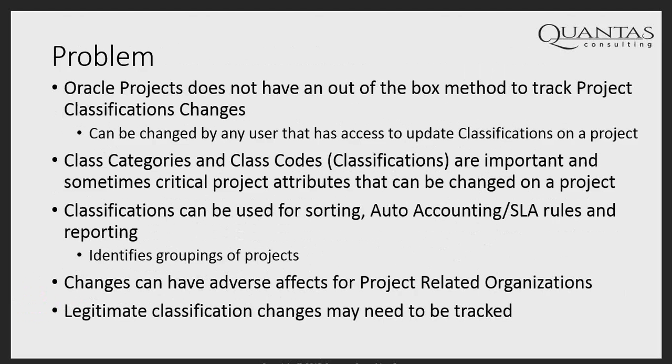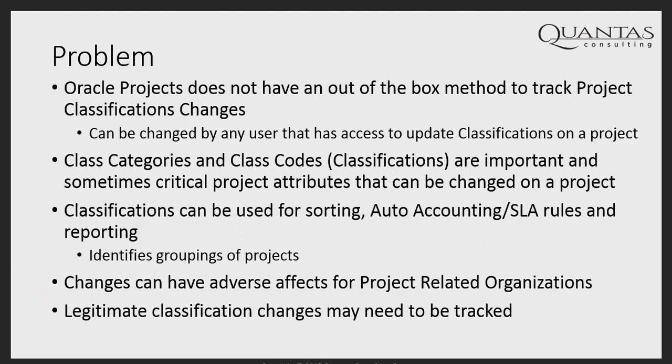So the problem we're trying to resolve: Oracle Projects doesn't have an out-of-the-box solution to track project classification changes. This can be done by any user that has access to update the classifications on a project. Some companies have put personalizations in place to prevent certain responsibilities or key members from changing or adding classifications. Some have used menu exclusions and that type of thing to control who can do it. But many times people who have access to the project need to change, add, or update those classifications.